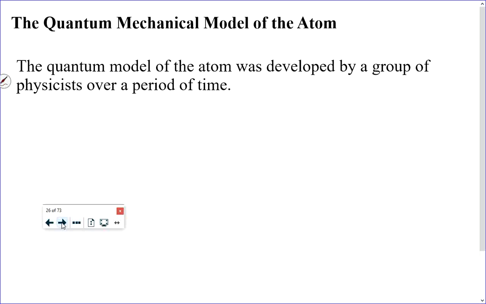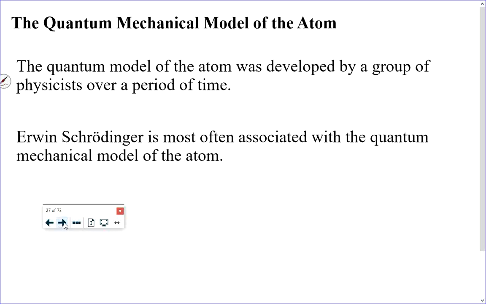I just want to give you a bit of a historical background here, because when you talk about the Dalton model, it's pretty clear it was John Dalton. Thomson, J.J. Thomson. Rutherford, Mr. Rutherford. Bohr, Niels Bohr. The quantum mechanical model of the atom was developed over a period of time by a number of people, but it's almost always associated with Erwin Schrödinger.